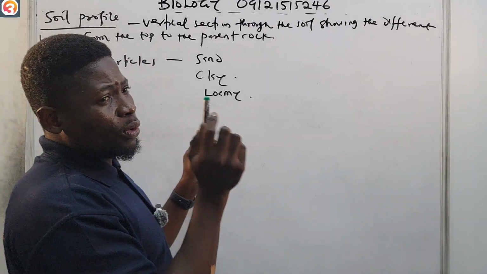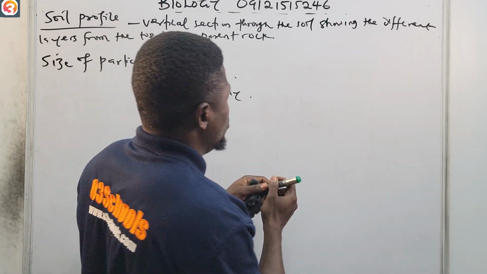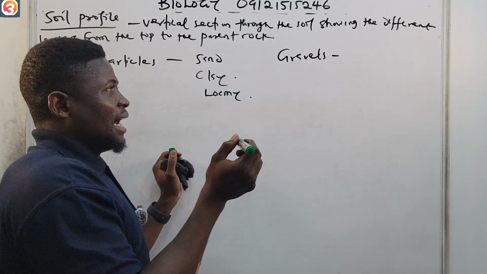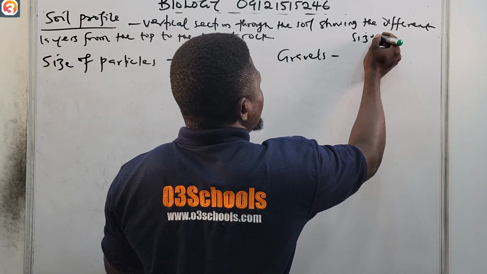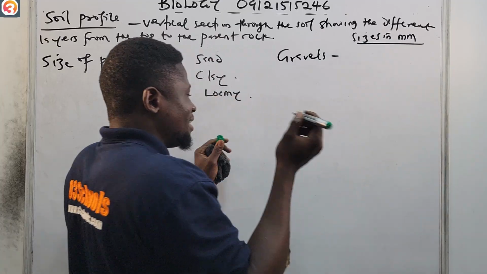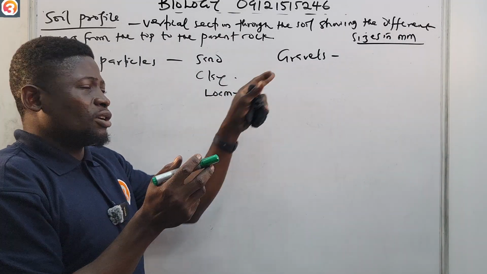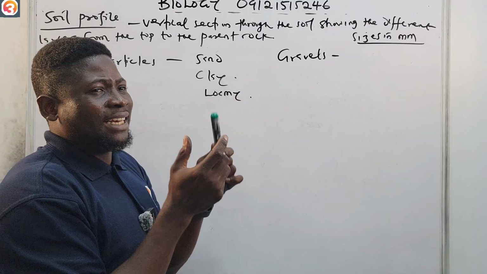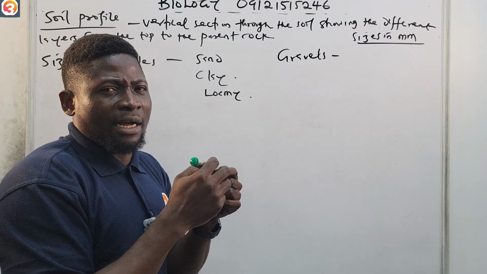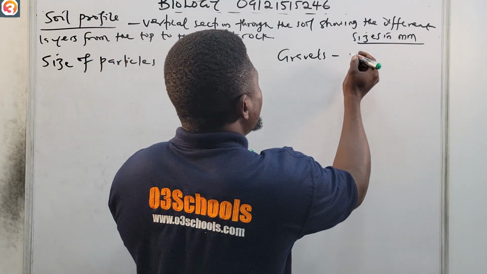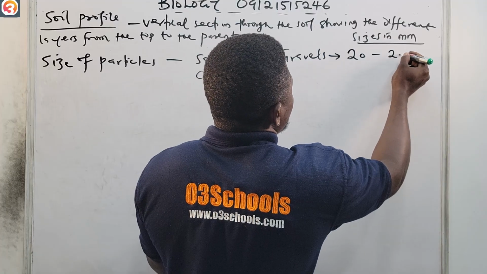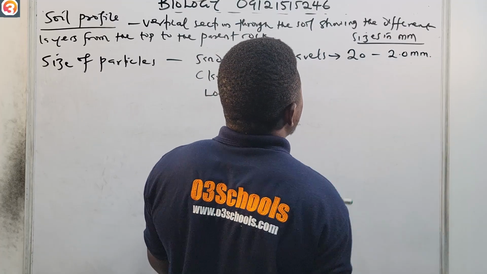Now, number one, we have the gravels, and their sizes are in millimeters. Gravel is a soil particle, and its size ranges from about 20 to 2 millimeters. This is the size.